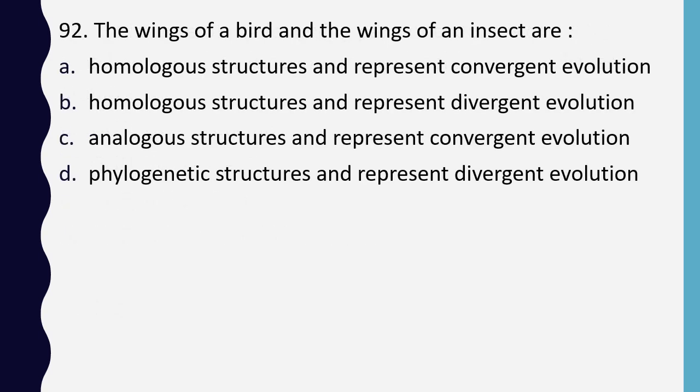Question number 92. The wings of a bird and wings of an insect are homologous structure represent convergent evolution, homologous structure represent divergent evolution, analogous structure represent convergent evolution, phylogenetic structures and represent divergent evolution. Wings of a bird and wings of an insect are. The correct answer is option C. Both are analogous structures and they represent convergent evolution.